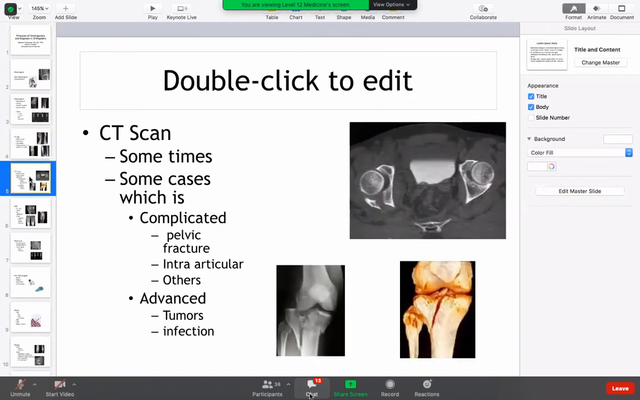CT scan is not usually required because it's more advanced. However, it's needed with complicated fractures like the pelvis, intra-articular fractures, or if there is concern about tumors or infection, to better visualize the bone in more than the plain AP and lateral views.